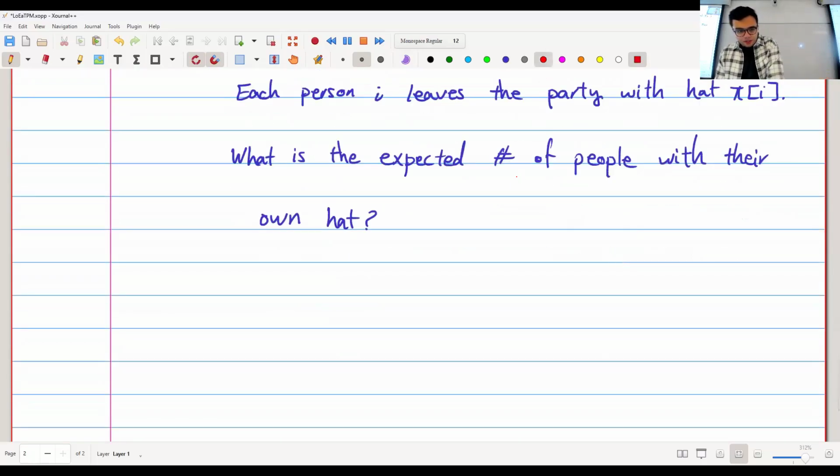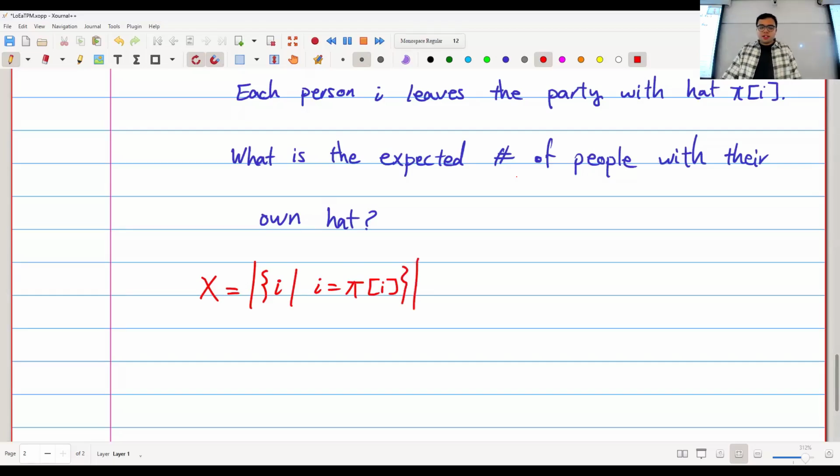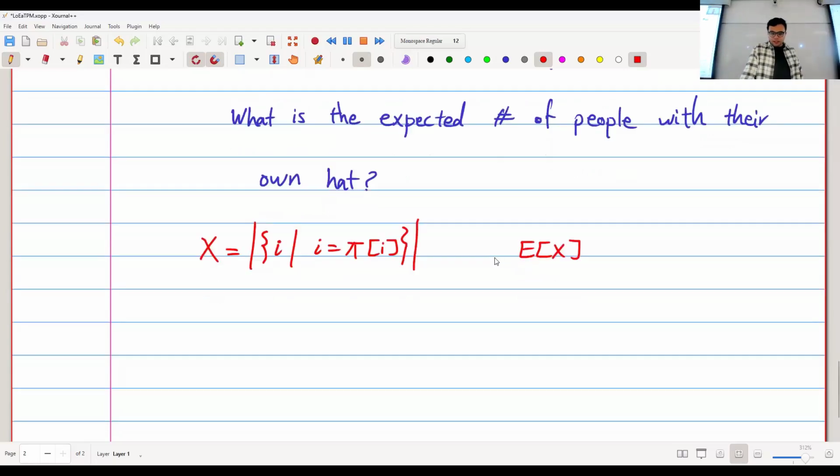Okay. So I'm saying my random variable X is the number of indices i such that i is equal to π(i). And here my π is the uniformly randomly chosen permutation. And what I'm asking you is, what is the expected value of X?